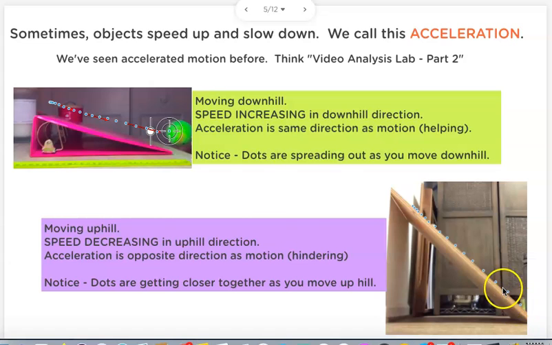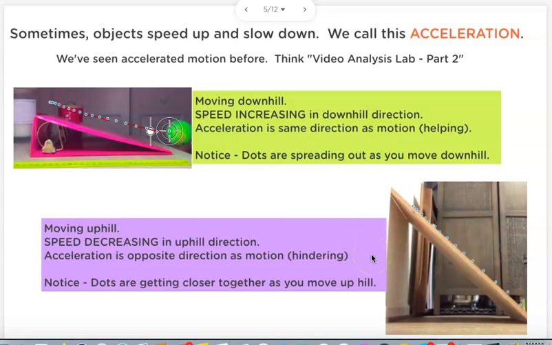In this second example, you don't see the tennis ball anymore with the screenshot that I have here, but the tennis ball was moving, in this other student's example, up the ramp. And if you look at the spacing of the dots, you see that the spacing starts big, but then gets smaller and smaller as the object moves up the hill until those dots are almost on top of each other. So in this example, the object's speed is decreasing as it moves uphill. What this means is that acceleration is in the opposite direction of motion. The acceleration is hindering the object's motion.